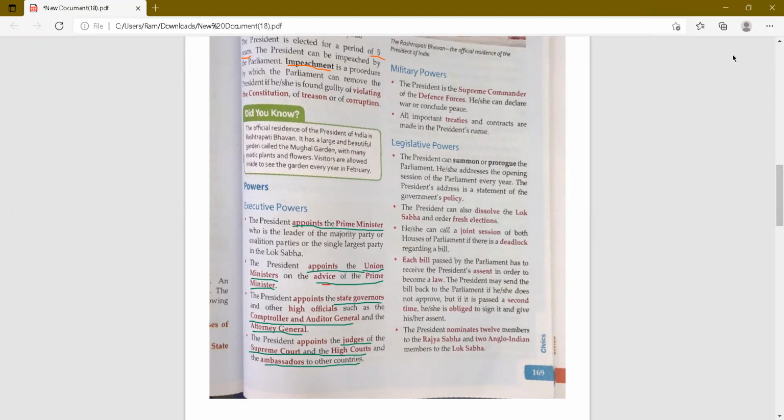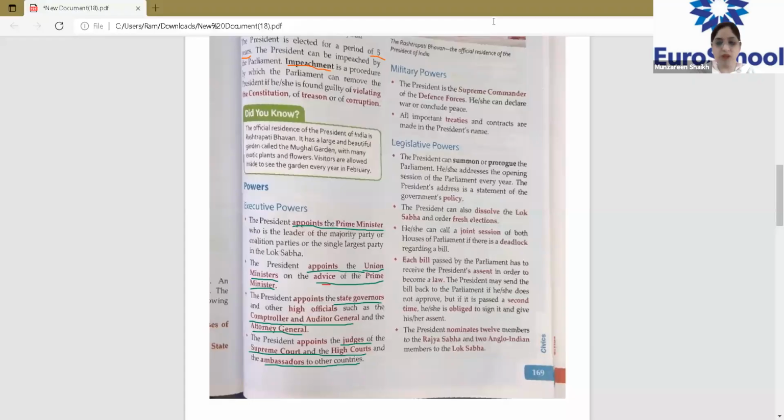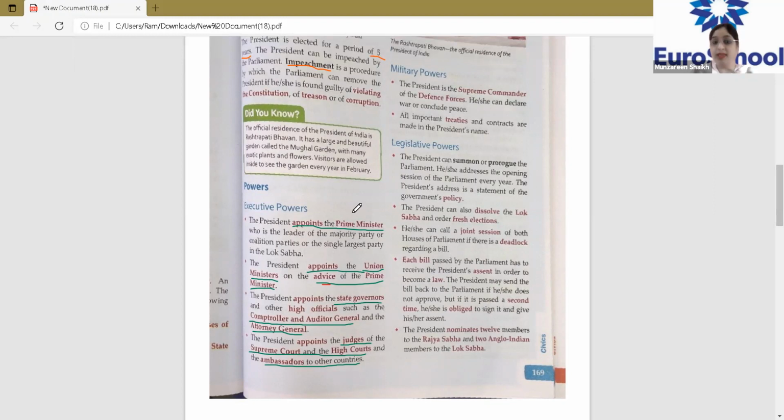Okay, ma'am. Anshu? Ma'am, I didn't understand the controller and auditor general. They have given you the list of all high officials. So the president appoints the prime minister, union ministers, state governors, high officials, and the judges, judges of the Supreme Court as well as the High Court. So these are the powers.